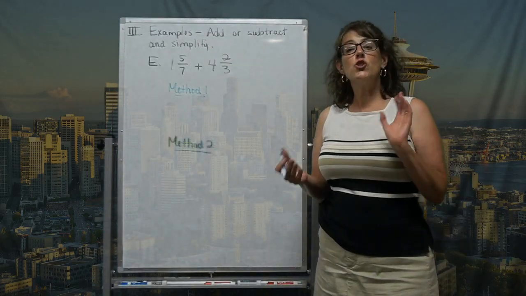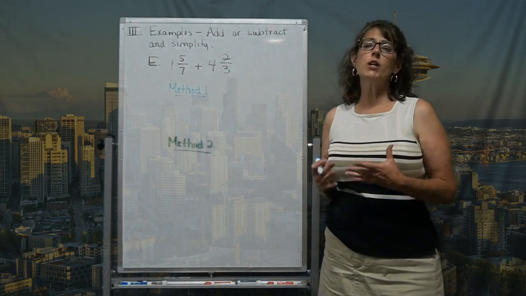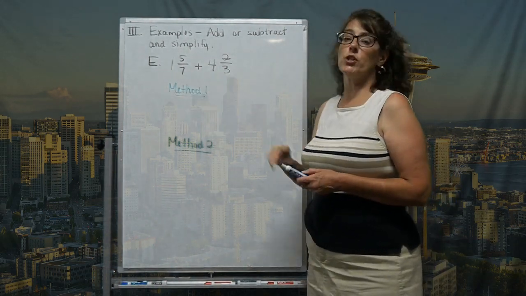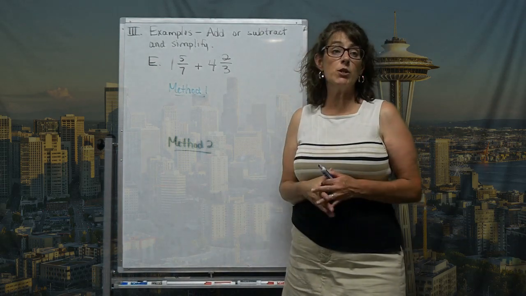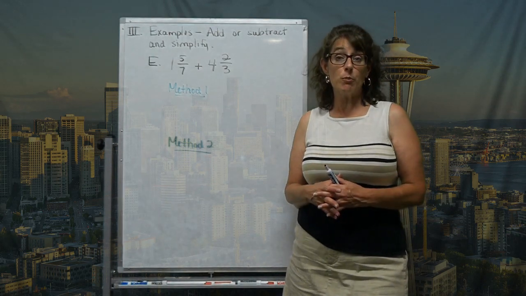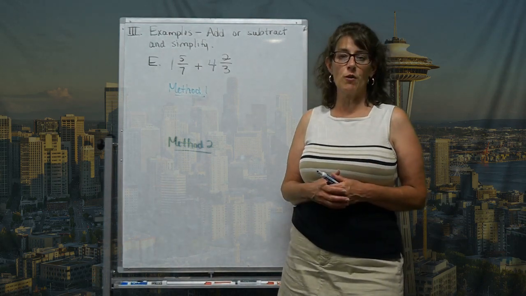All right, like I said, let's just try a couple more examples to make sure we feel really comfortable with this. So we have 1 and 5/7 plus 4 and 2/3. Now remember, you decide which method you like. I'm going to continue to show you both methods. Just we have several examples of both methods, and you can settle into which one you're comfortable with.